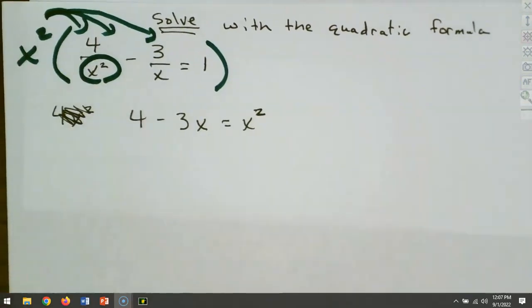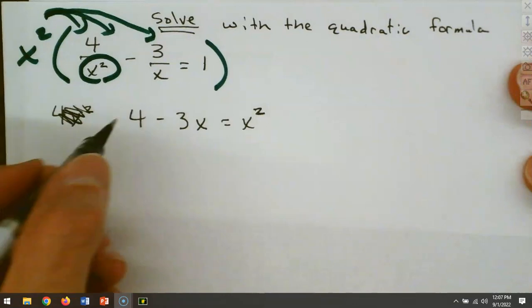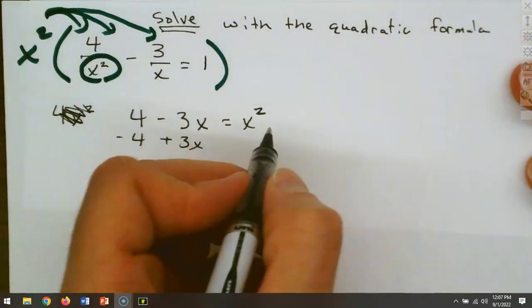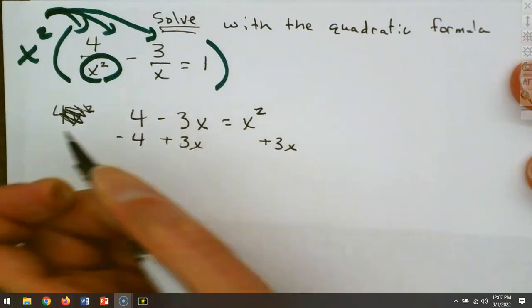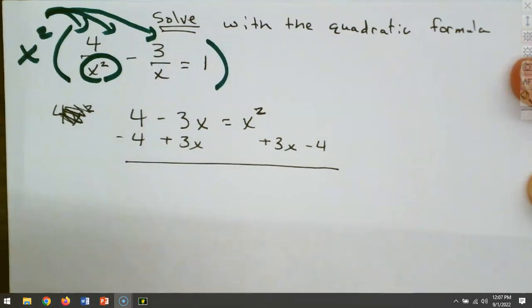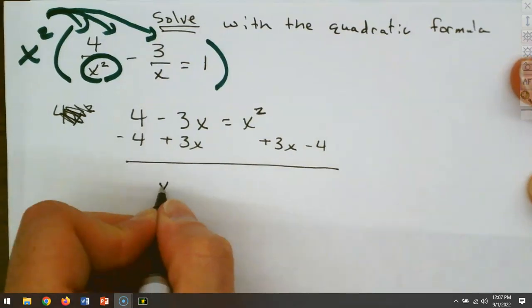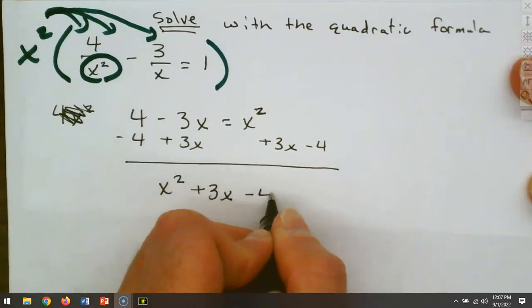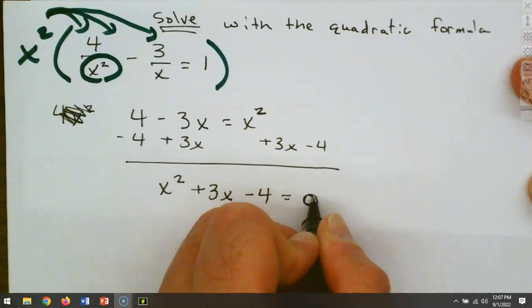Now, we need to set this equal to 0, and we need to make sure that we write it in the correct order. So I'm going to move that 4 over and add the 3x over. Doesn't matter which way you move them. And I'm going to make sure that they're in the correct order when I rewrite this. So we've got x squared, plus 3x, minus 4, and that equals now 0.